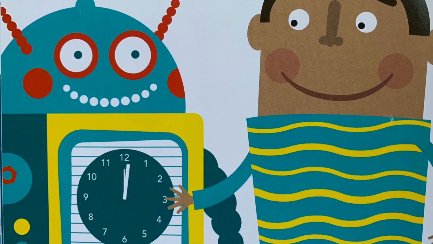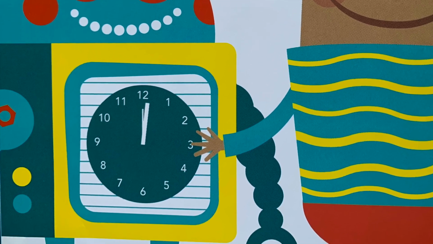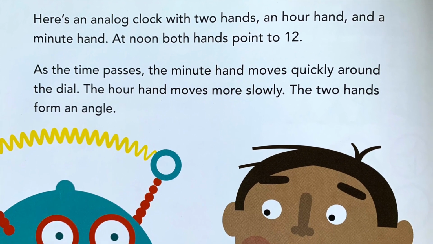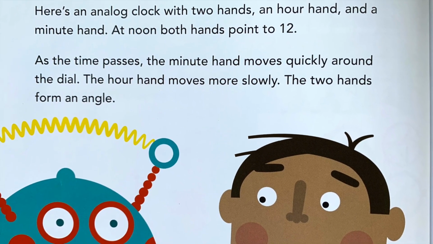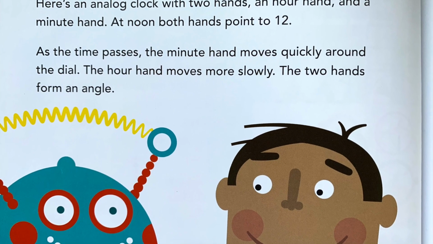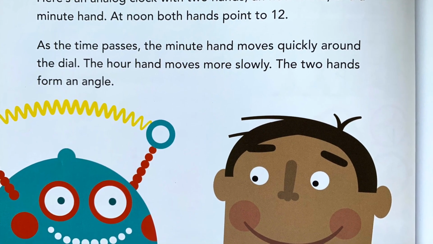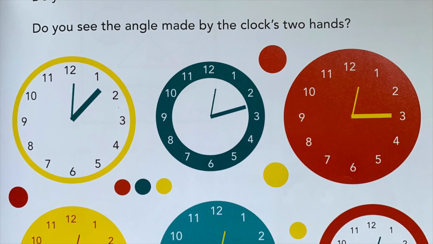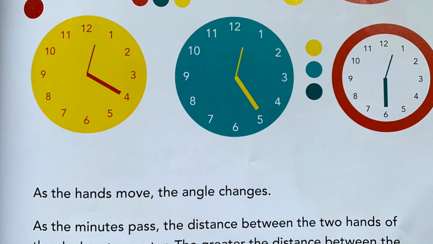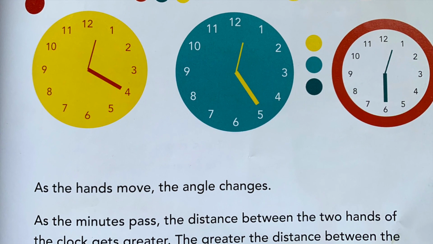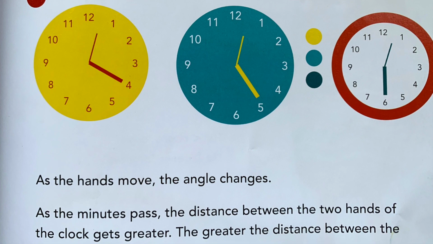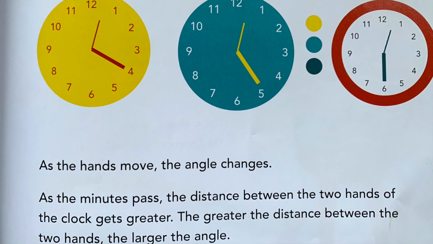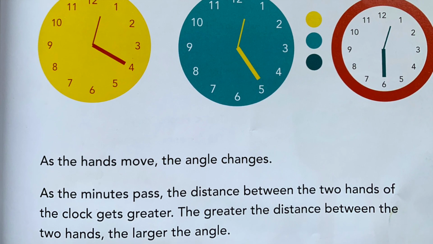Here's an analog clock with 2 hands, an hour hand and a minute hand. At noon, both hands point to 12. As the time passes, the minute hand moves quickly around the dial. The hour hand moves more slowly. The 2 hands form an angle. Do you see it? Do you see the angle made by the clock's 2 hands? As the hands move, the angle changes. As the minutes pass, the distance between the 2 hands of the clock gets greater. The greater the distance between the 2 hands, the larger the angle.